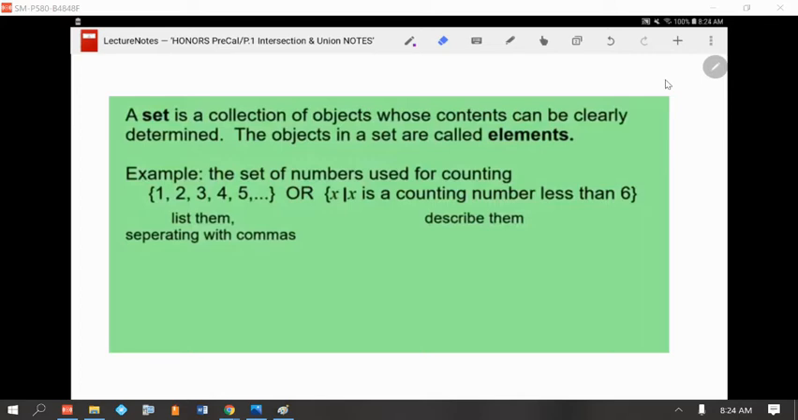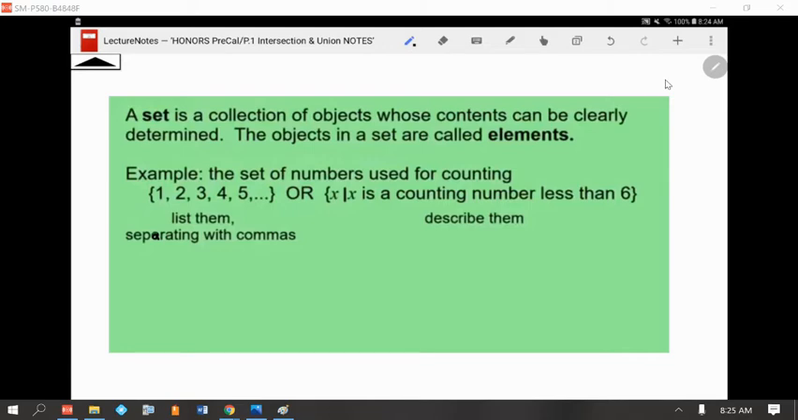These are notes that are typed up from your book. The first thing they talk about before intersection and union is what is a set, right? And obviously, you probably have your own conception in your mind of a set as just a group of stuff, right? A collection of objects whose contents can be clearly determined. Each of those objects in a set is called an element.